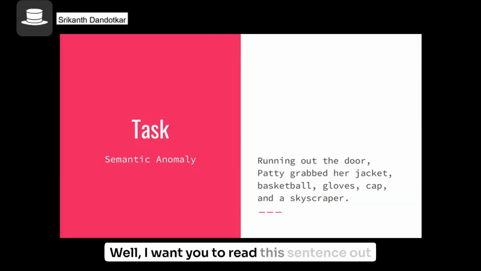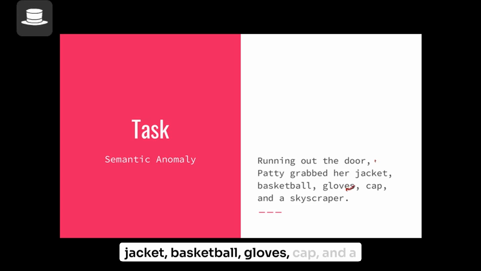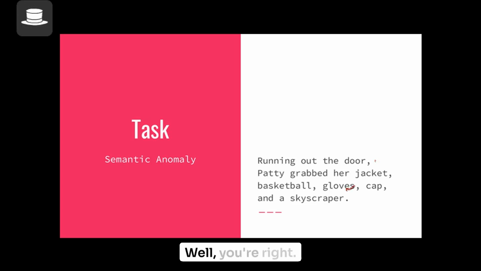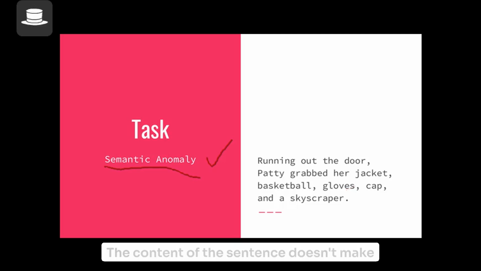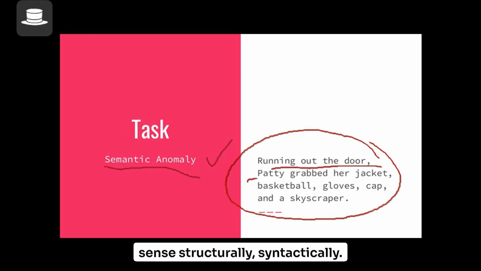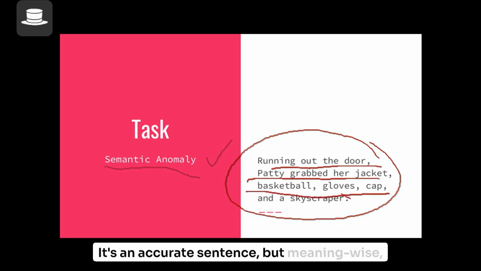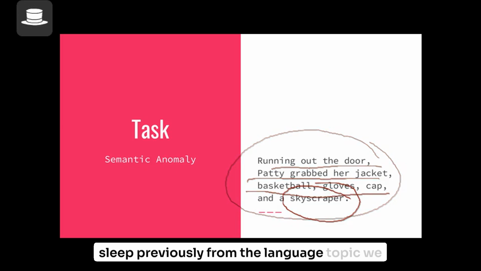Well, I want you to read this sentence out loud. Okay. Running out the door, Patty grabbed her jacket, basketball, gloves, cap, and a skyscraper. Well, you're right. This is a meaningless sentence, right? A sentence like this is typically referred to as a semantically anomalous sentence. The content of the sentence doesn't make sense. Structurally, syntactically, it's an accurate sentence, but meaning-wise, it doesn't make sense. It's more like the colorless green ideas from the language topic we discussed previously.